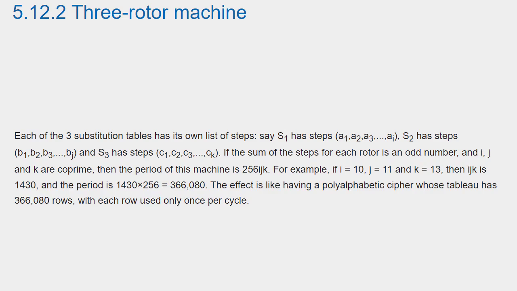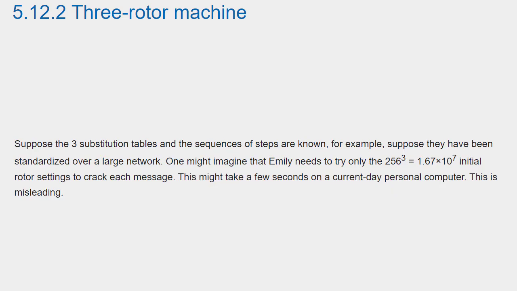366,080. The effect is like having a polyalphabetic cipher whose tableau has 366,080 rows, with each row used only once per cycle. Suppose the 3 substitution tables and the sequence of steps are known. For example, suppose they have been standardized over a large network.